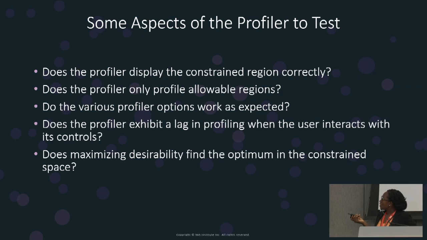Now, one feature that is much more challenging to test is whether maximizing desirability finds the optimum in the constrained space. Now, this is challenging because the constrained space can actually be very unpleasant, and it's very difficult to find an oracle, like what the expected outcome should be. Sometimes a test engineer has to use alternative software, but this can be time consuming. Sometimes an analytic approach can be used, but sometimes your problem is such that there is no analytic approach, and so you have to find a workaround.